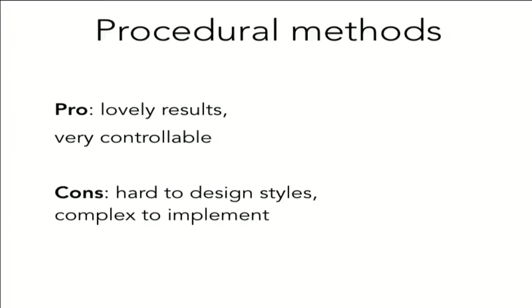But on the other hand, it can be hard to design styles. It's hard to write down the code that says, make a painting that looks like a Van Gogh. That's not that easy to figure out how to do. And also, a lot of the code for these things ends up being fairly complex. So given the context of this talk, you might think, well, can we learn these models from data? Or, how can we describe artistic style from data?